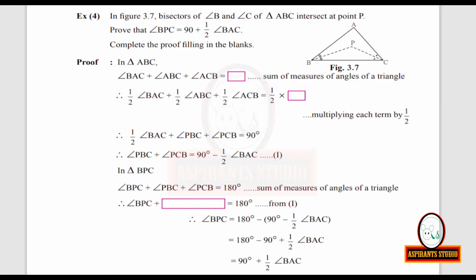First take triangle ABC. Sum of the measures of angles in a triangle is 180 degrees. So, measure of angle BAC plus measure of angle ABC plus measure of angle ACB will be equal to 180 degrees.